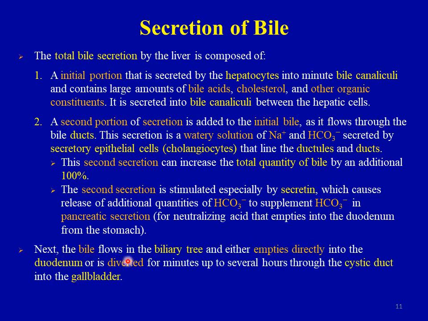Next, the bile flows into the biliary tree and either empties directly into the duodenum or is diverted for minutes up to several hours through the cystic duct to the gallbladder, depending on the fed state of the person.